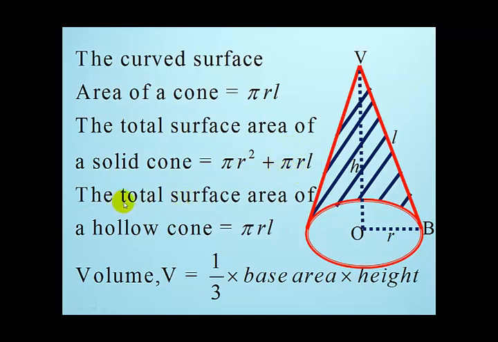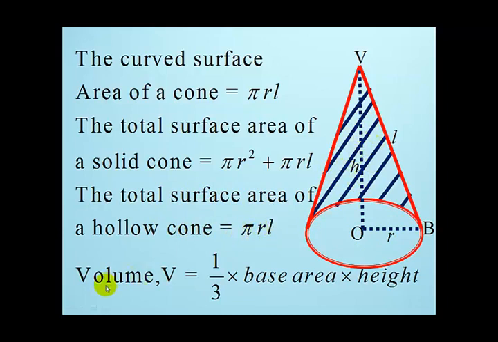The total surface area of a hollow cone is equal to pi rl. If you talk about a hollow cone, that is a cone without a base, that is the circular end is opened. It means that the total surface area of that hollow cone will be equal to the curved surface area, and that is given by pi rl.